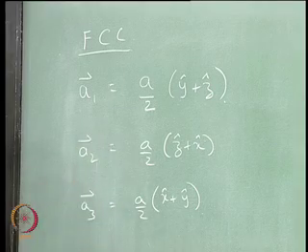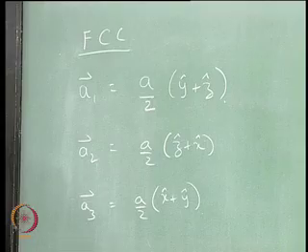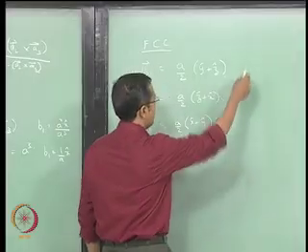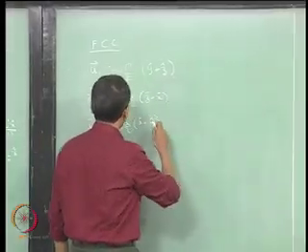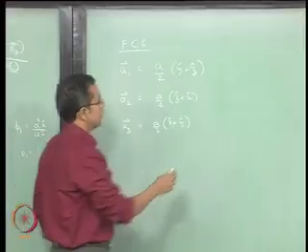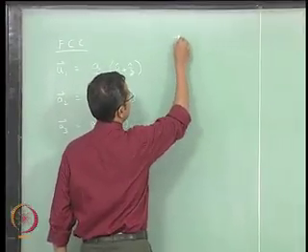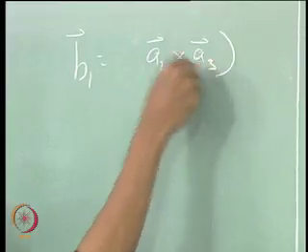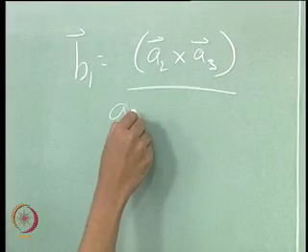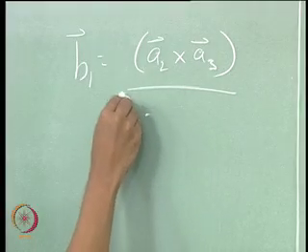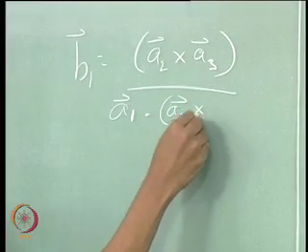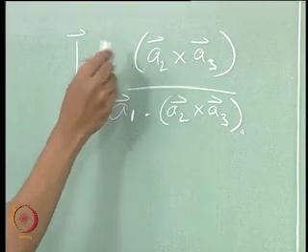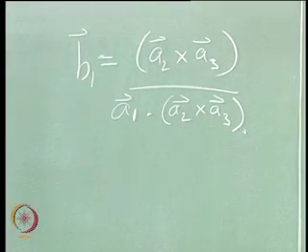Given this, what is the reciprocal lattice we will get? B1, B2, B3. We will do the calculation of b1, b2, b3 and then see what it comes to. Again we want a1 dot a2 cross a3, that is the volume. So b1 is still the same thing, a2 cross a3 by a1 dot a2 cross a3. Okay, so what do we have here? We will just look at this a2 cross a3.